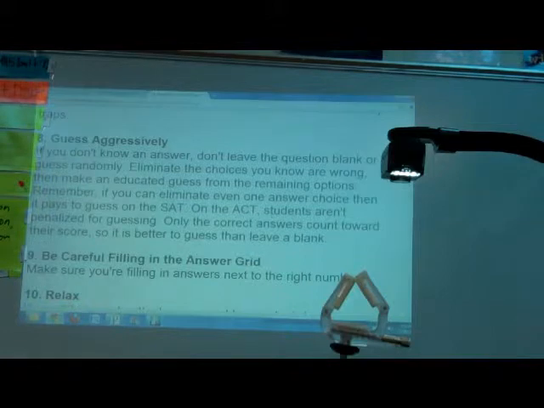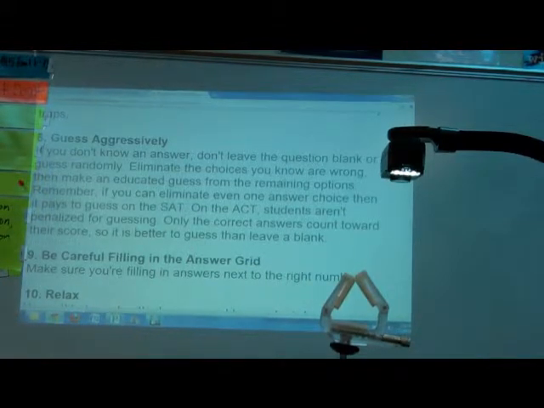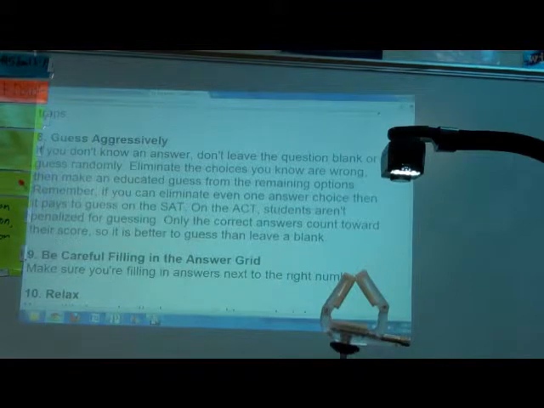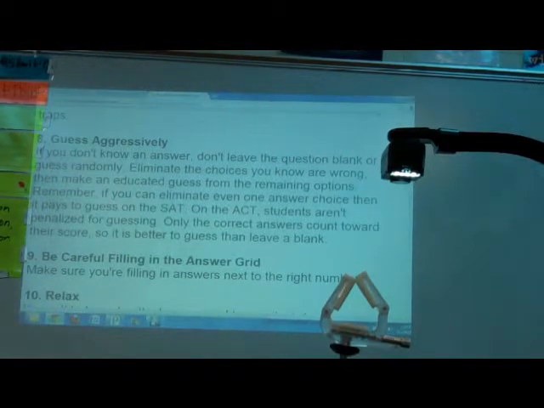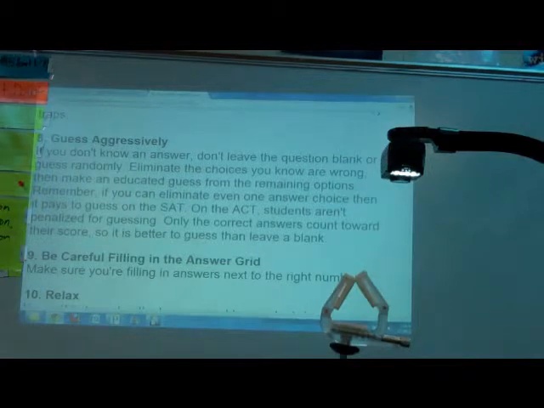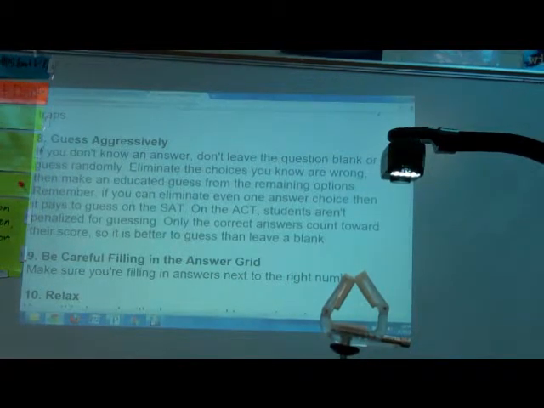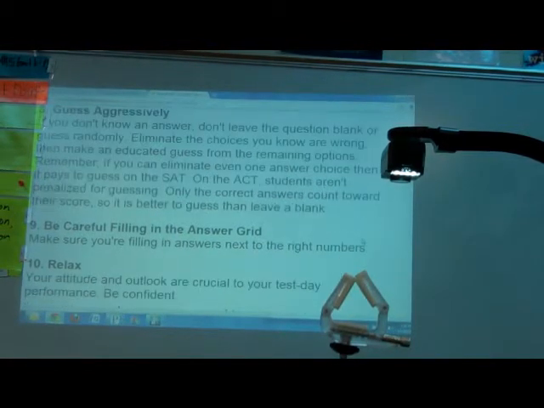Guess aggressively. Okay, don't get too cautious with your guessing. If you don't know an answer, that doesn't mean that you automatically need to leave the question blank. And definitely don't guess randomly. Eliminate answer choices that you know are wrong, and then make an educated guess. If you can eliminate even one answer choice, it pays to guess. So keep that in mind. If you ever take the ACT, you're not penalized for guessing, so on the ACT you should answer every question.